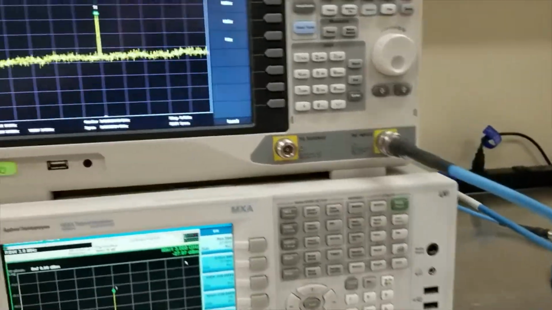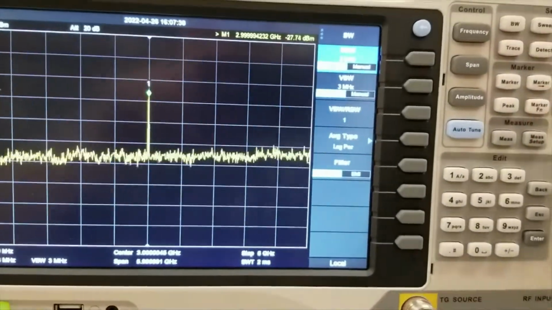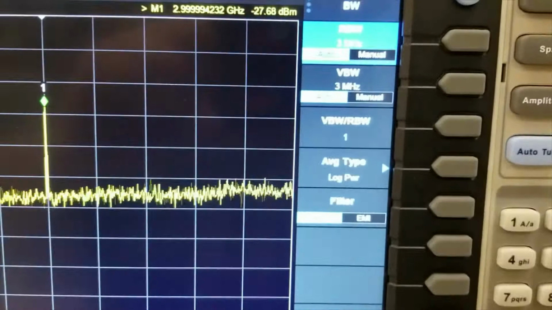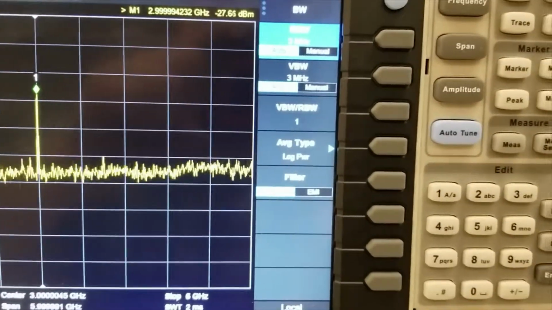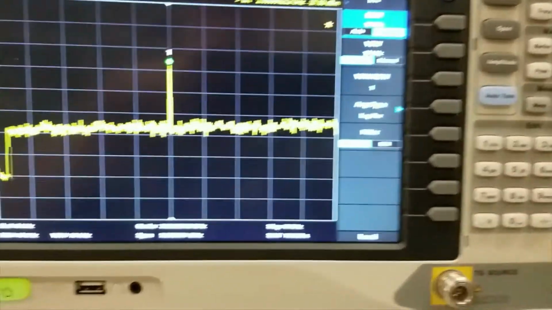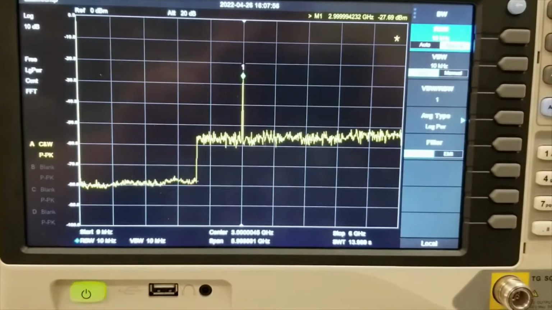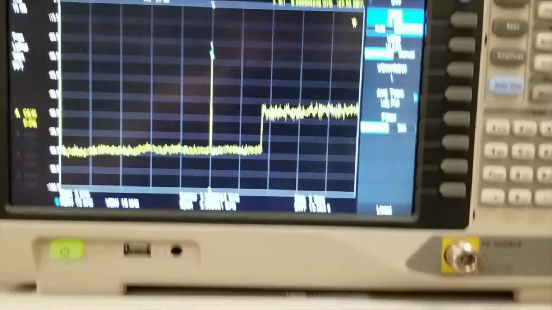We're gonna start with showing the difference of the speeds between these two. And to do that, I'm gonna drop this from a 3 megahertz resolution bandwidth down to a 10 kilohertz resolution bandwidth. And as you can see, the RESA 7G is zooming right along once we do that.